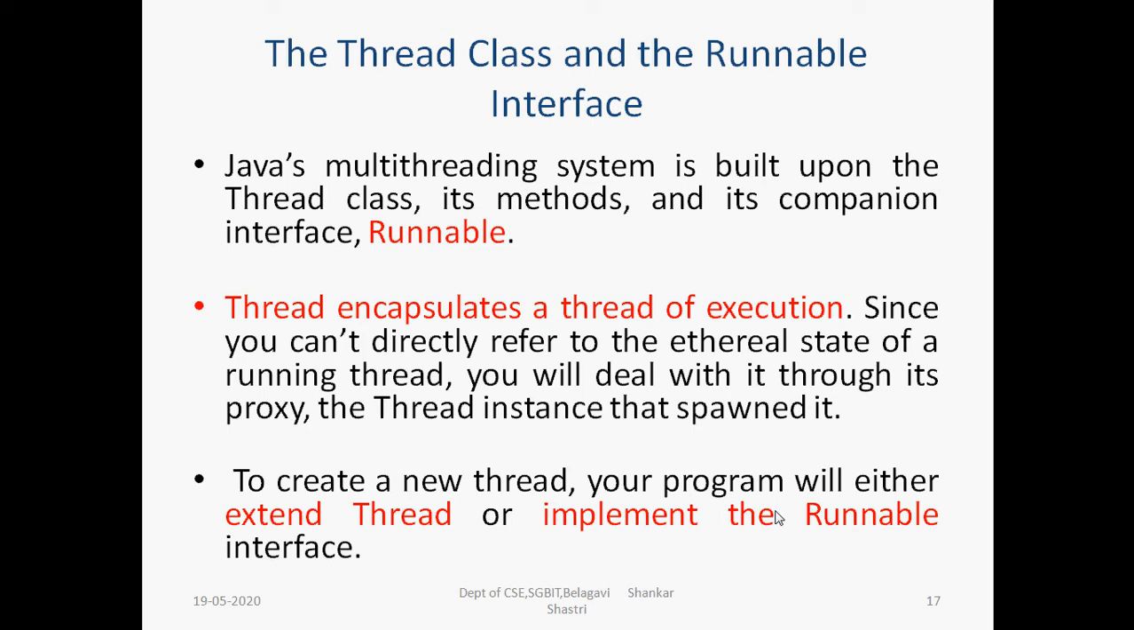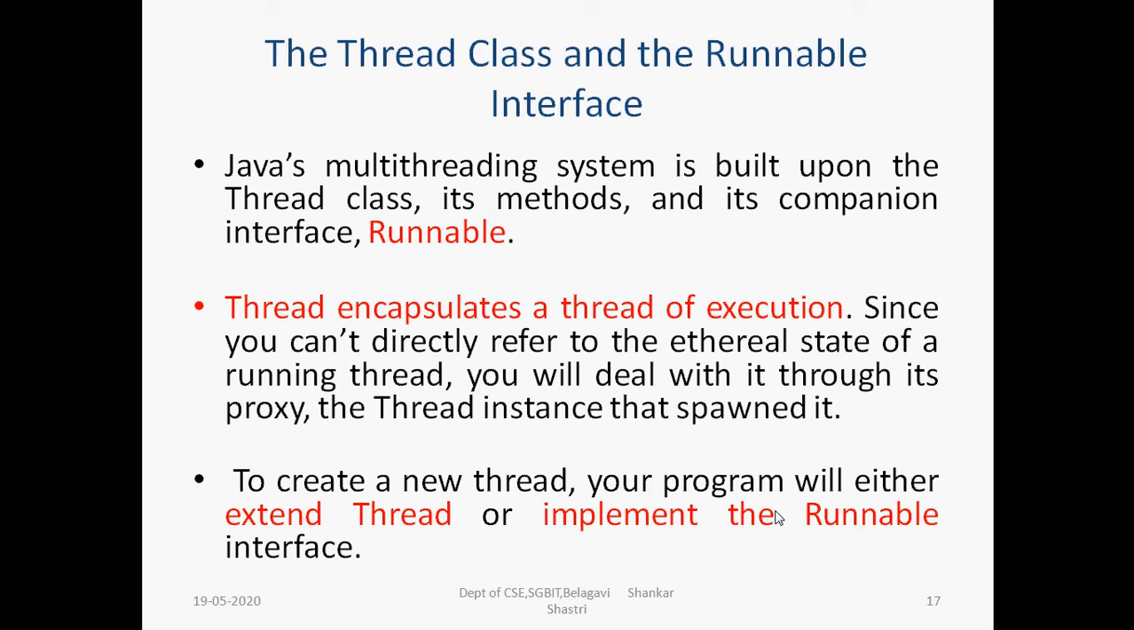In the Java multi-threading system, it's built upon the thread class, its methods and its companion interface, runnable. So if you want to use an interface, you can take help of the runnable interface. That runnable interface contains the thread class, its methods and all its supportive operations. Next, a thread encapsulates a thread of execution. A single thread encapsulates a thread of execution, and automatically starts execution based on your input.